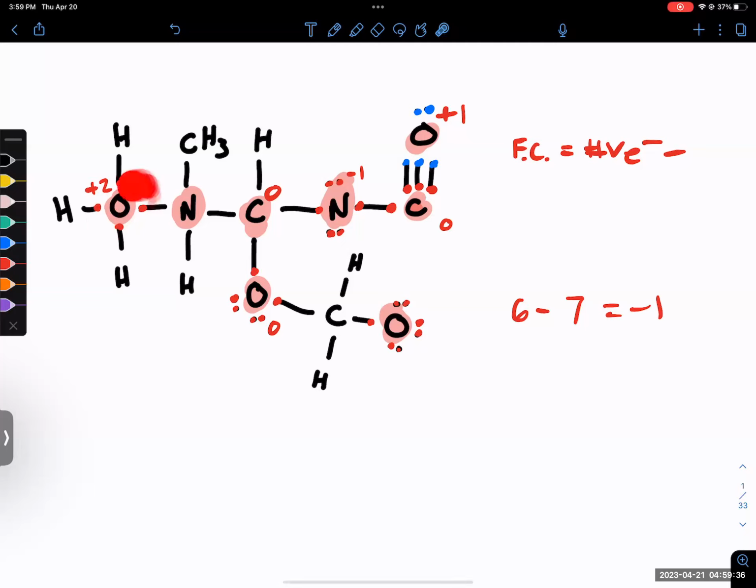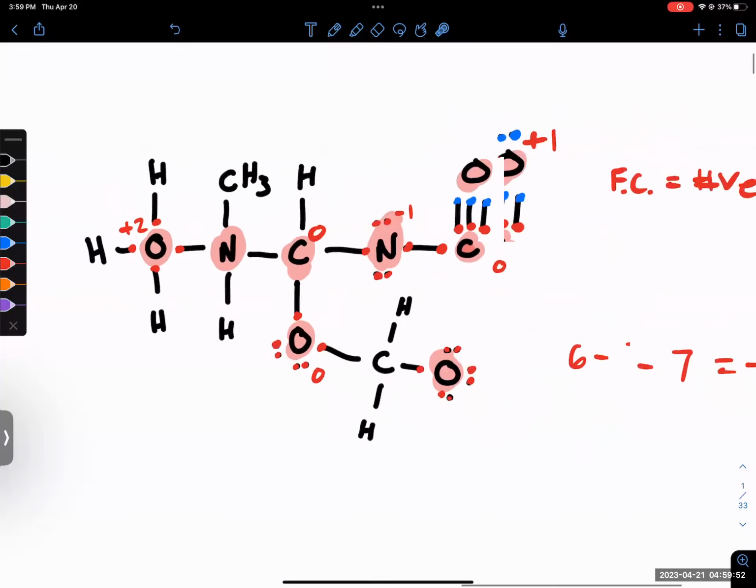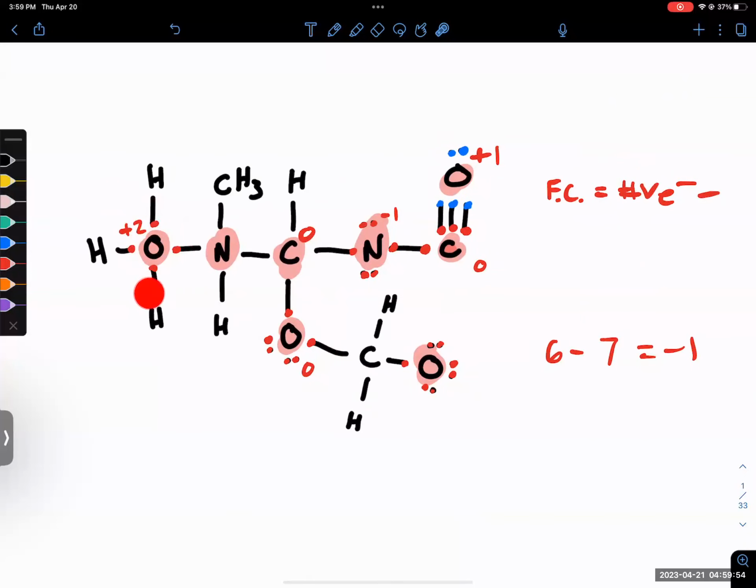And for this class, you may see something like this, because we're just teaching you formal charge. But going forward, you're never going to see anything like this. Technically, this thing has a formal charge of +2. Are you going to see that going forward? No, because it doesn't exist. So only for the purposes of learning formal charge, we have you calculate the formal charge of that oxygen that's never going to exist.